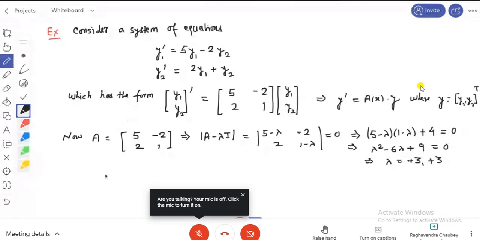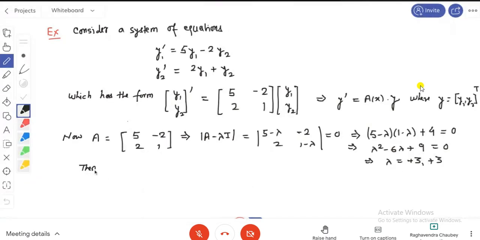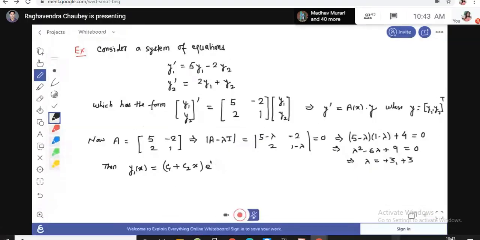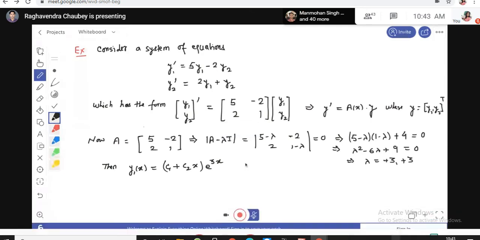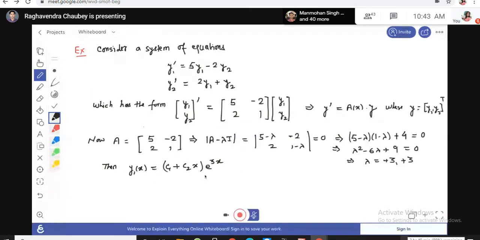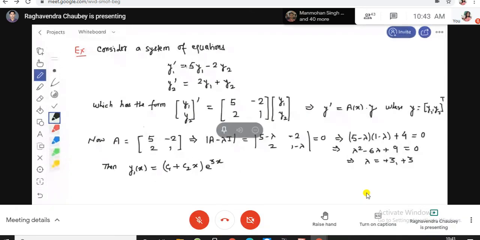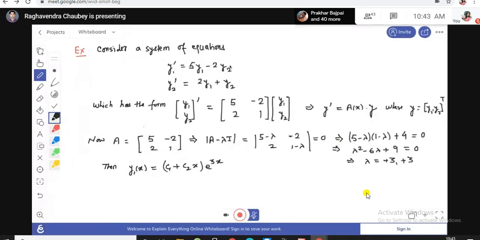Both roots are equal. So then, what is the solution? What is our y1(x)? y1(x) is (c1 plus c2 x), because both roots are the same, into e to the power lambda x, so lambda x is 3x. Okay, so this is the solution of that. And if we put this y1(x) in any equation, the first equation, then you can easily find y2.